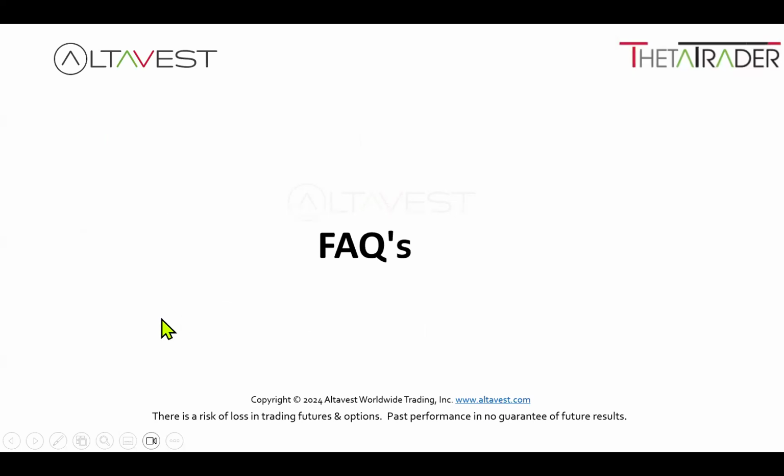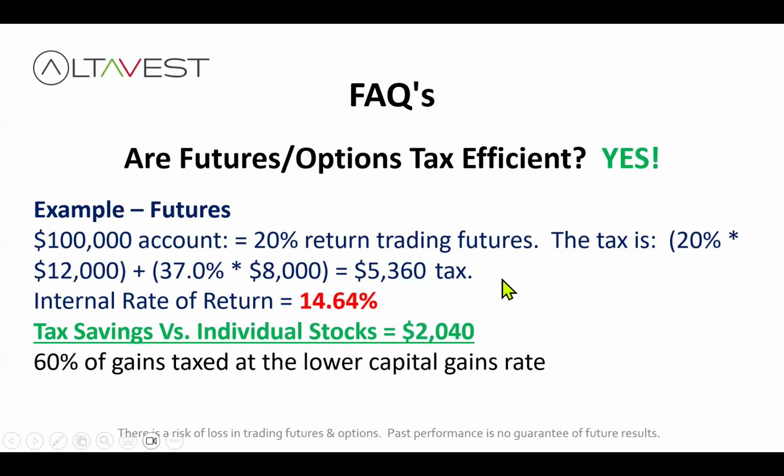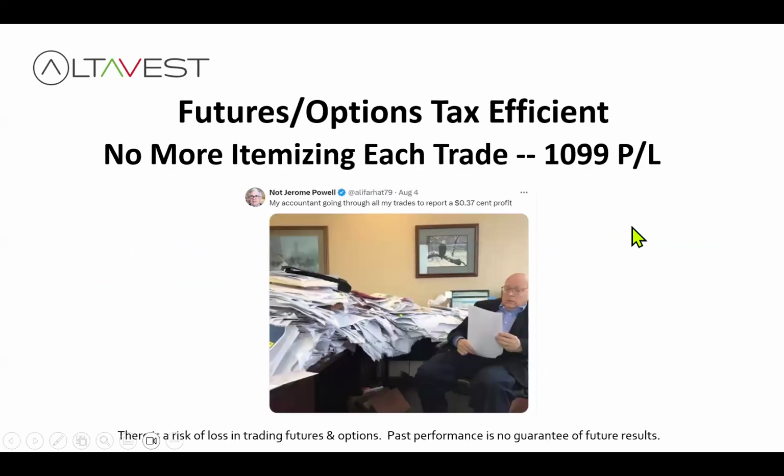And for a few FAQs here, tax efficiency. People ask about that. Yes, futures and options are tax efficient. They're Section 1256 contracts, according to the IRS. What that means is, compared to trading individual stocks, you have a tax benefit here, because 60% of the gains are essentially taxed at your lower capital gains tax rate. I don't need to go into that full example, but if you did the type of trading we're talking about with individual stocks and tried to do these condors and things like that, you definitely have a much more favorable tax setup in the futures and options space. And there's no more itemizing each trade. You just get a 1099.